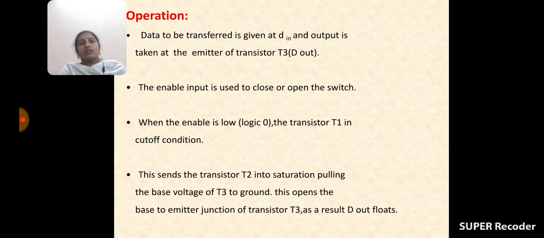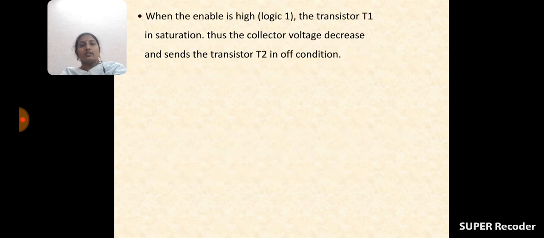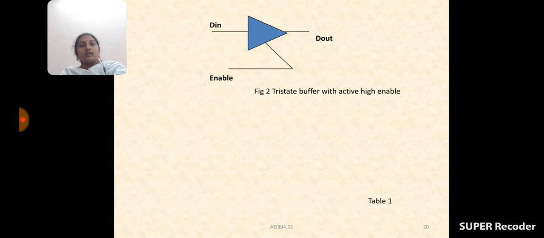Okay, so now see here, to send the information from one stage to another stage, when enable is low, transistor T1 is in cutoff condition and T2 is in saturation to pull the base voltage to ground, so the output is in floating condition. When it is high, T1 is in saturation, so because of T2, T3 is also in the saturation region.